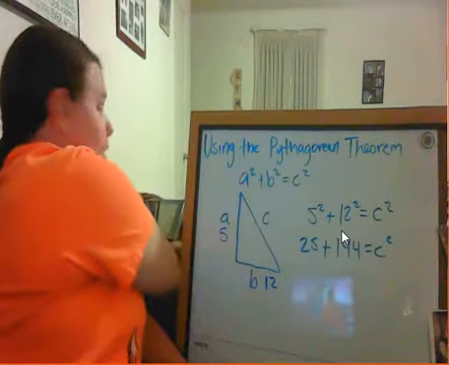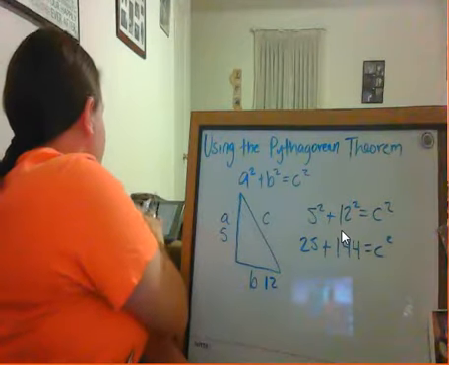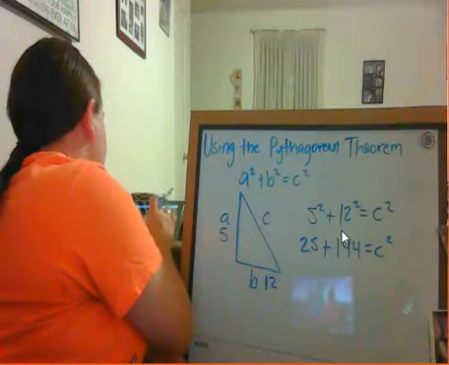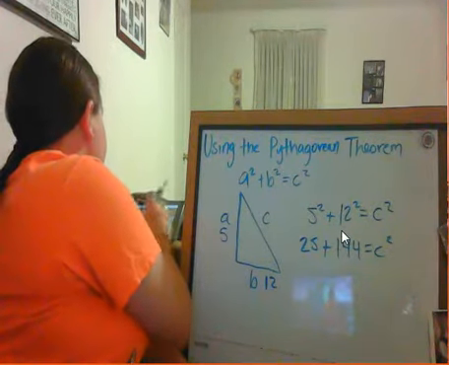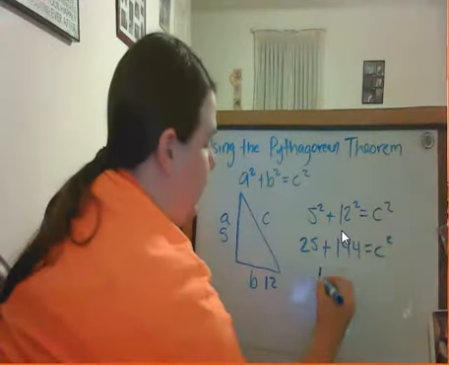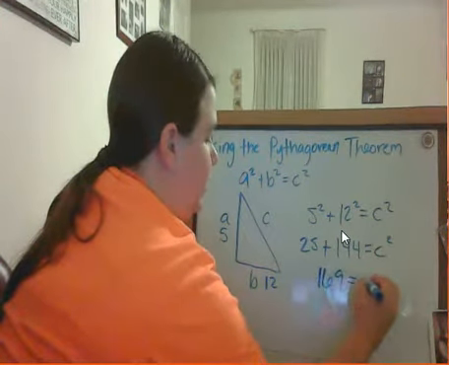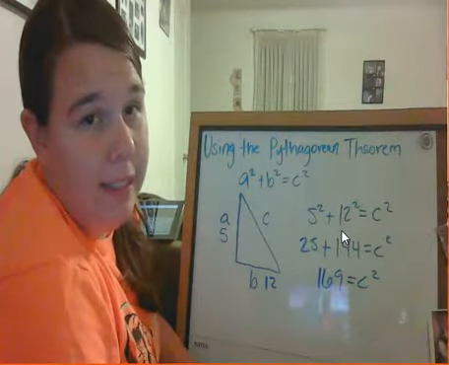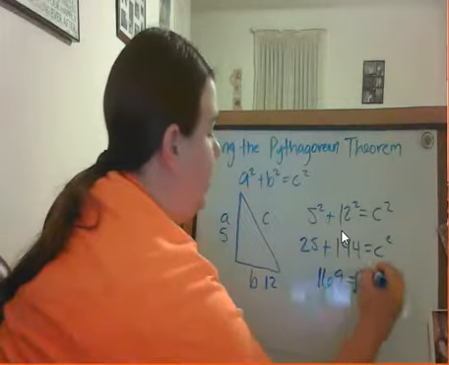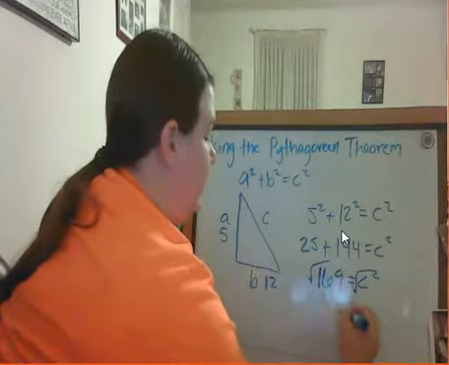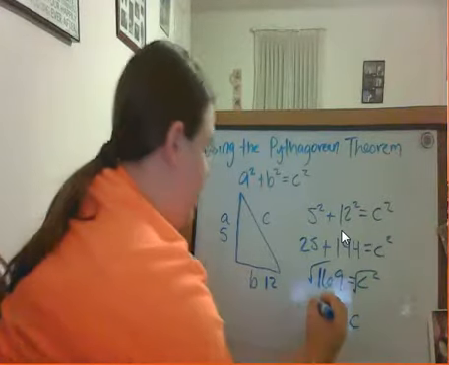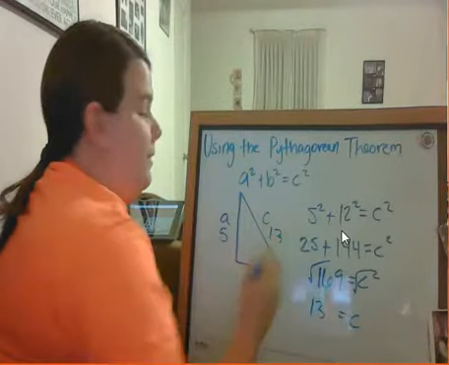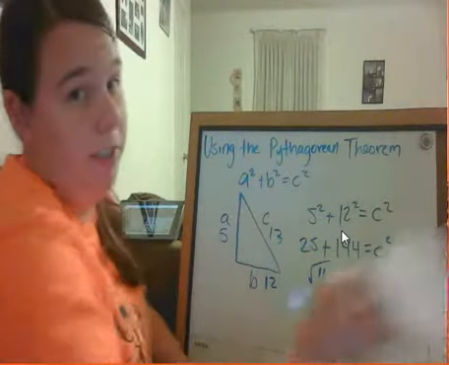So go to the calculator. And we're going to see what 25 plus 144 is. So 25 plus 144 is equal to 169, equal to c squared. Well, if c squared is 169, then to find c, I take the square root of both sides. So square root of both sides, c is equal to the square root of 169, which is 13, because 13 times 13 is 169. So we just found the hypotenuse using the Pythagorean theorem.